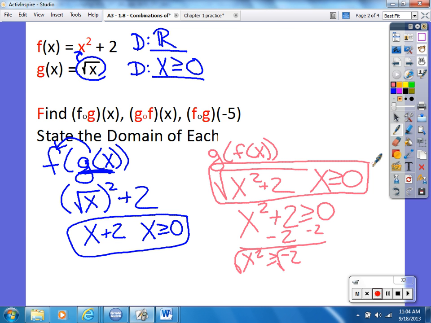Let's find f of g of negative 5. F of g of negative 5. So all the rest of them said f of g of x, g of f of x. So notice my answer had the letter x in it, right? So I want to find f of g of negative 5. So what would I do? Go ahead. Tell me what you were thinking to do. That's all I need to know.